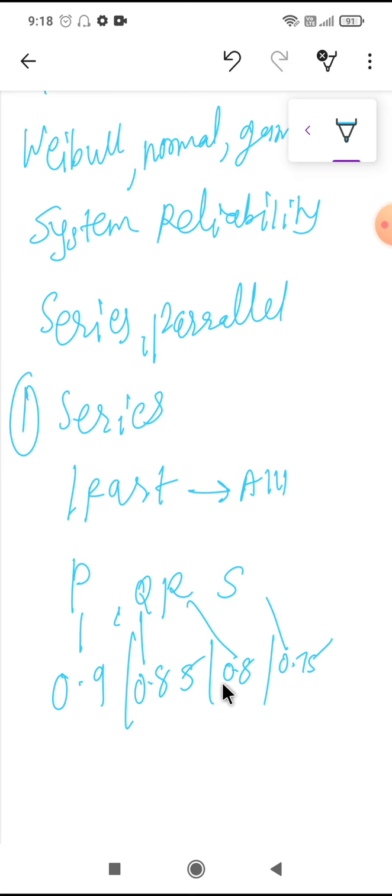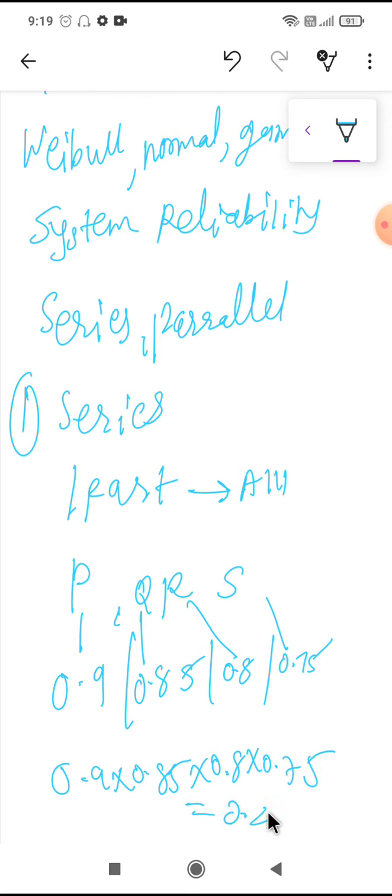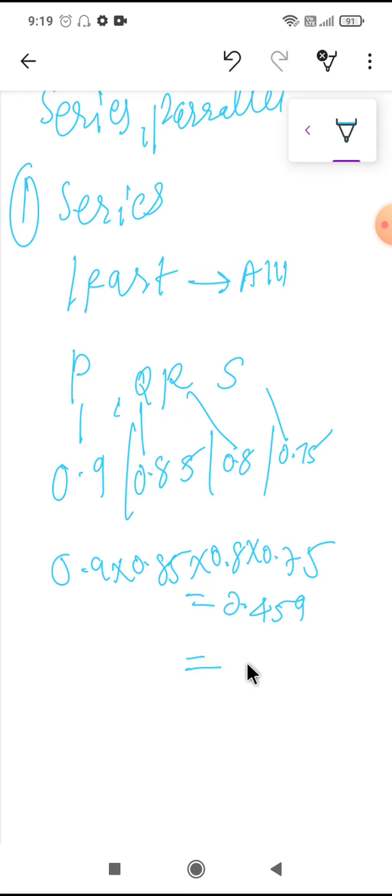So if the failures in P, Q, R, S are completely independent, and the probability that the system will operate without failure for 100 hours should be estimated, the system reliability will be 0.9 into 0.85 into 0.8 into 0.75, which is equal to 0.459. So as you can see, all the probabilities are greater than 75%, but the overall probability is reduced to 45% only for the system. Therefore, if the system consists of n parts, the reliability will be equal to R1 R2 multiplied up to Rn. In terms of the failure rate, R will be equal to e raised to minus lambda i t, where lambda i is the failure rate of the ith component.